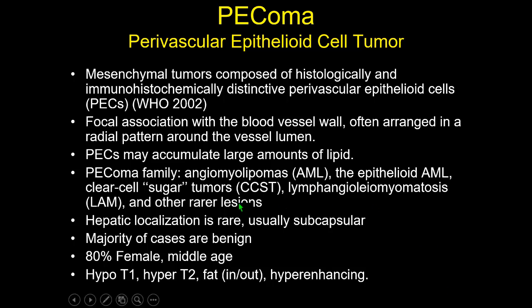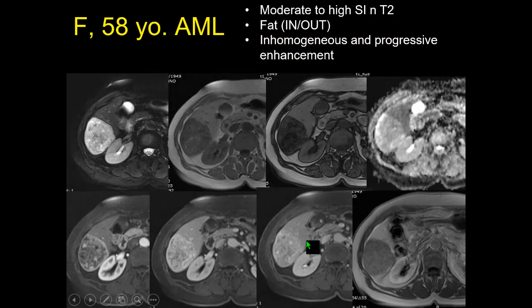But this is usually a large lesion. They are usually subcapsular. In most of the cases, they are benign. 70–80% are benign lesions. Mostly they are females in middle age. These lesions usually are hyperintense on T2, hyperintense on T1. If they have fat, you see it with in-and-out of phase, and they usually are hyperenhancing.